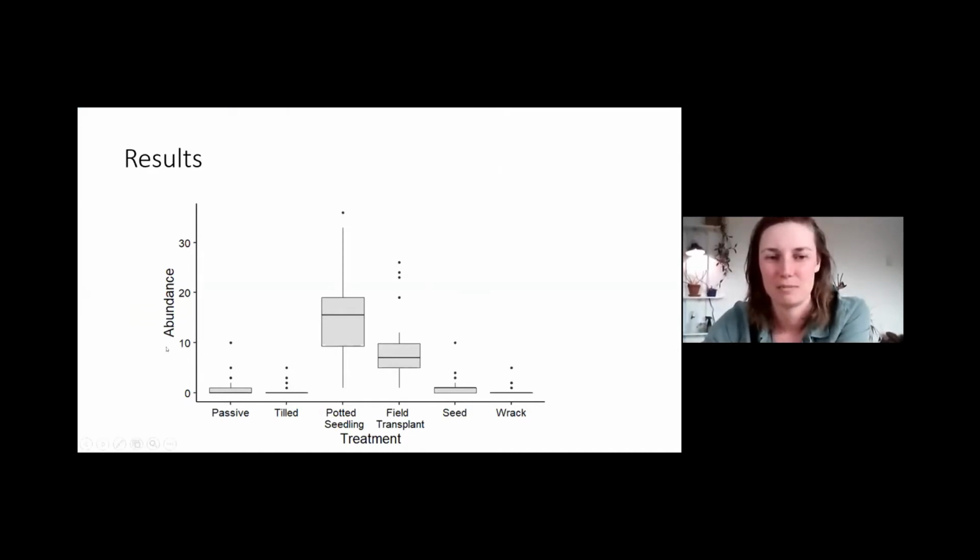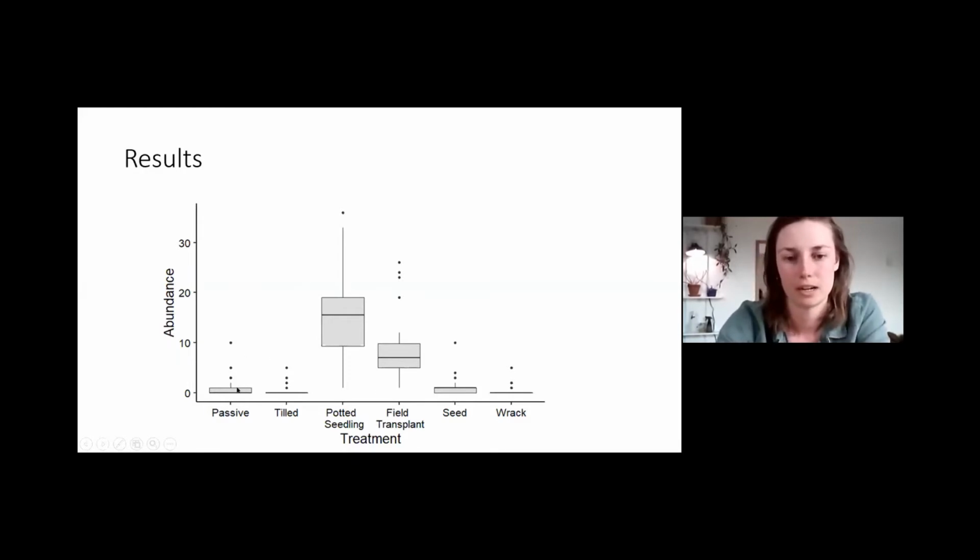So this is from the end of last season, so the first growing season, and you can see that the potted seedling and the field transplants, so adding mature plants, ended up with the most abundant cover of the target species by the end of the season, and that's no real surprise. If you add bigger plants, there will be bigger plants. But I didn't see a whole lot of germination from any of the seeds or any of those other random treatments. And definitely no more cover than the passive control treatment.